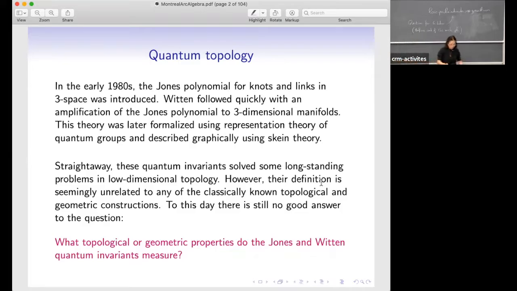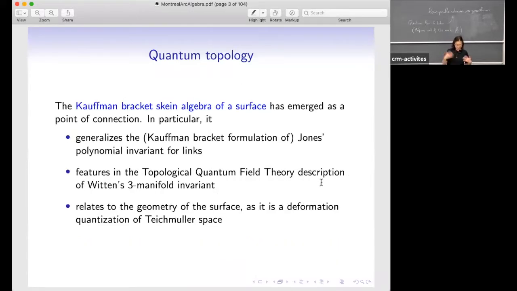And the physicists gave us a whole bunch of conjectures. There's this famous one, the volume conjecture, which relates the asymptotic expansion of the Jones polynomial with the volume of a knot complement. But again, it doesn't really make sense where it comes from. So from the topology point of view, we have these really nice quantum invariants, and we wanted to understand them using geometry.